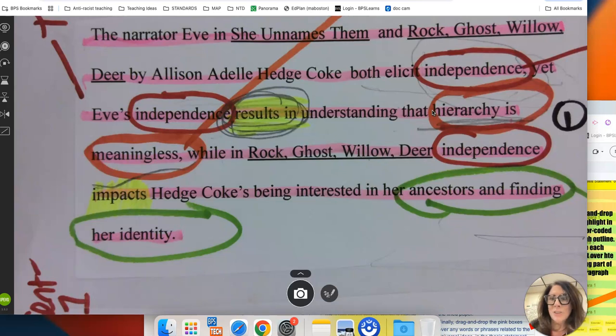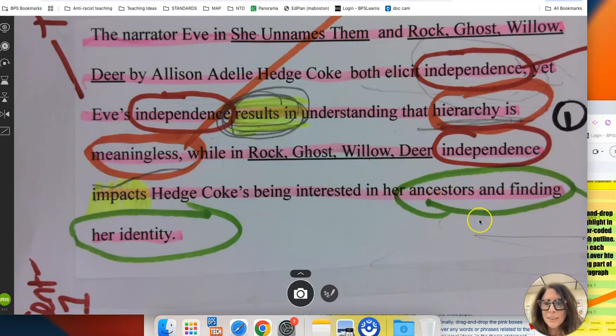And then that is going to get you really solid reasoning because you can question it. Like, well, what do I mean by hierarchy is meaningless? What does that mean for Eve? How does she convey that? What is the overall effect or result of that on her and on other characters in the story? Already by answering those three questions, I have my reasoning, because you need 3 sentences of reasoning for each body paragraph.